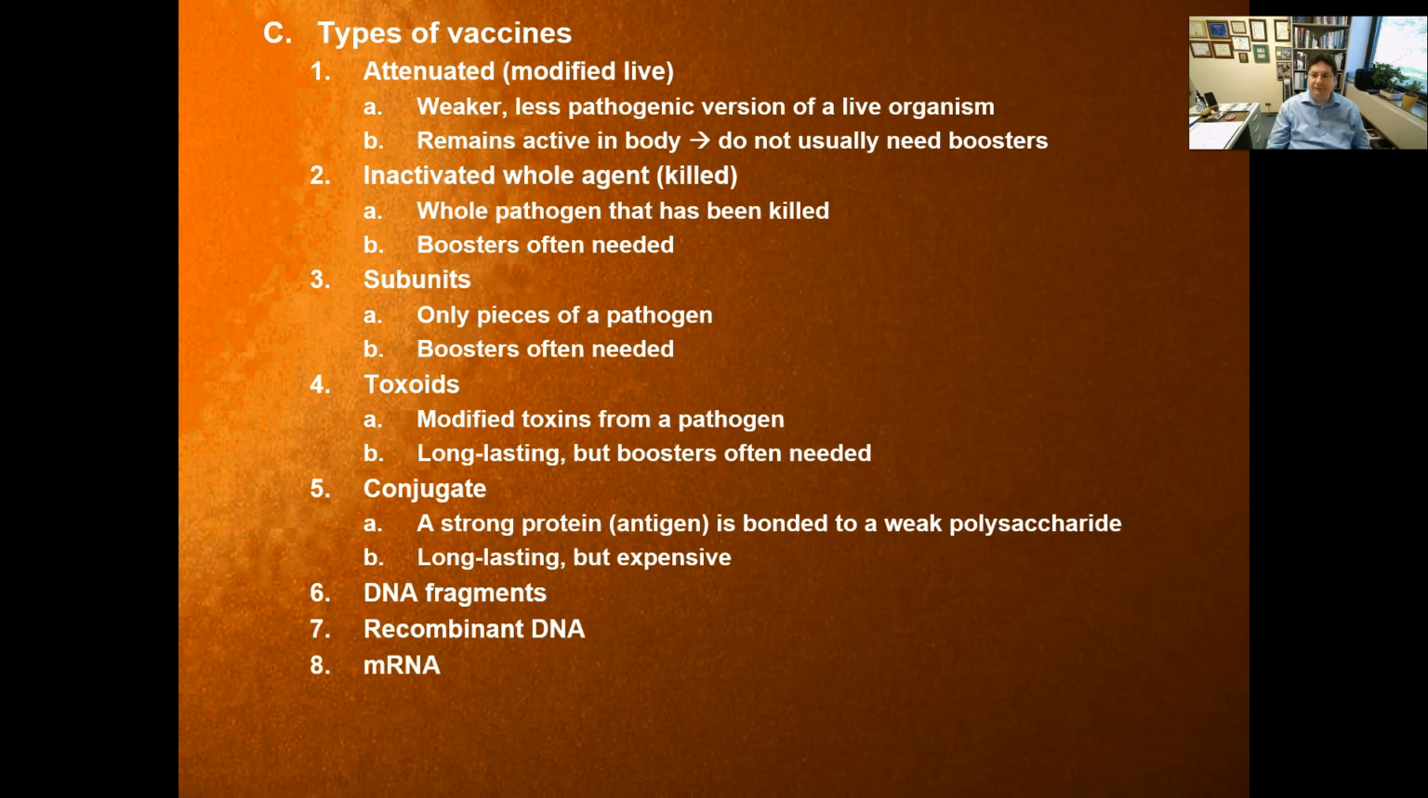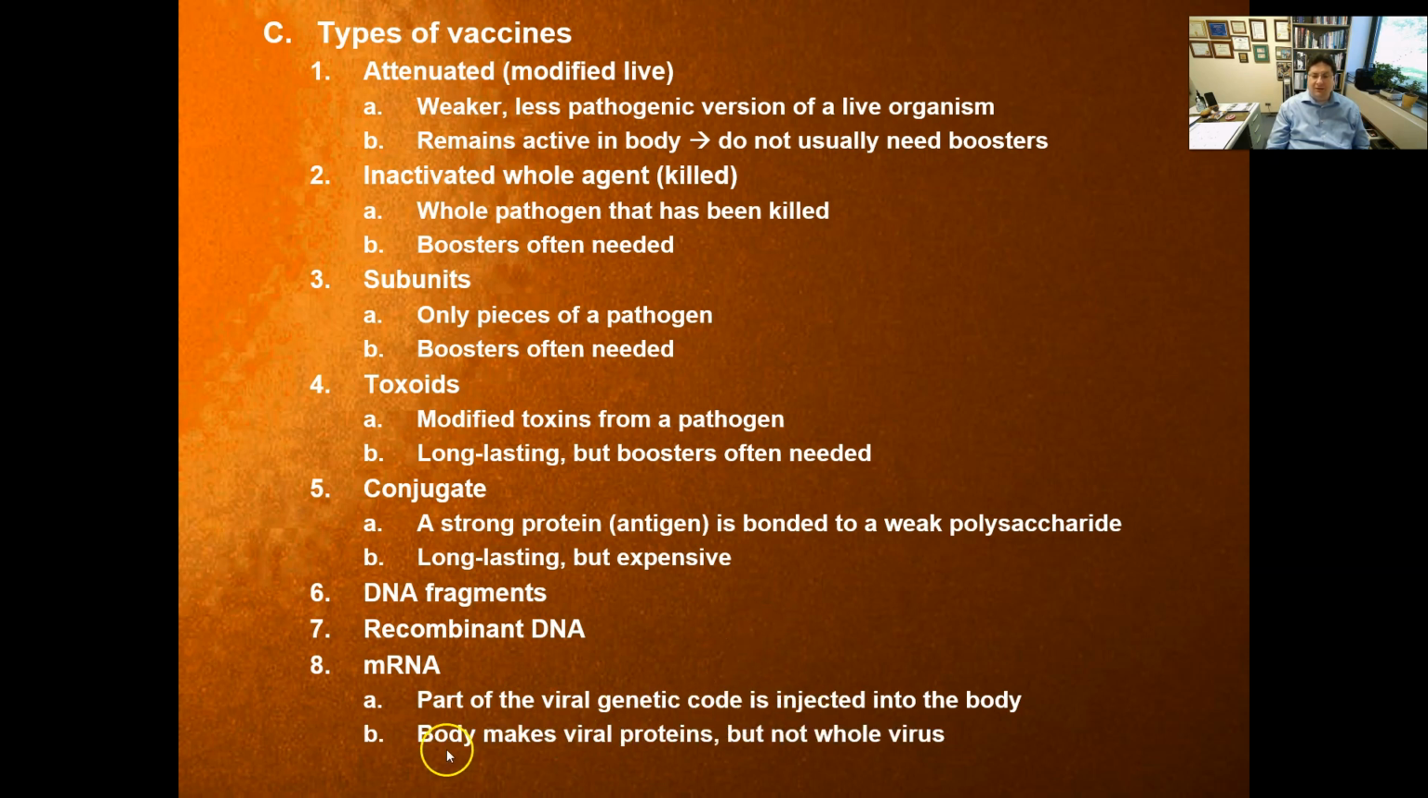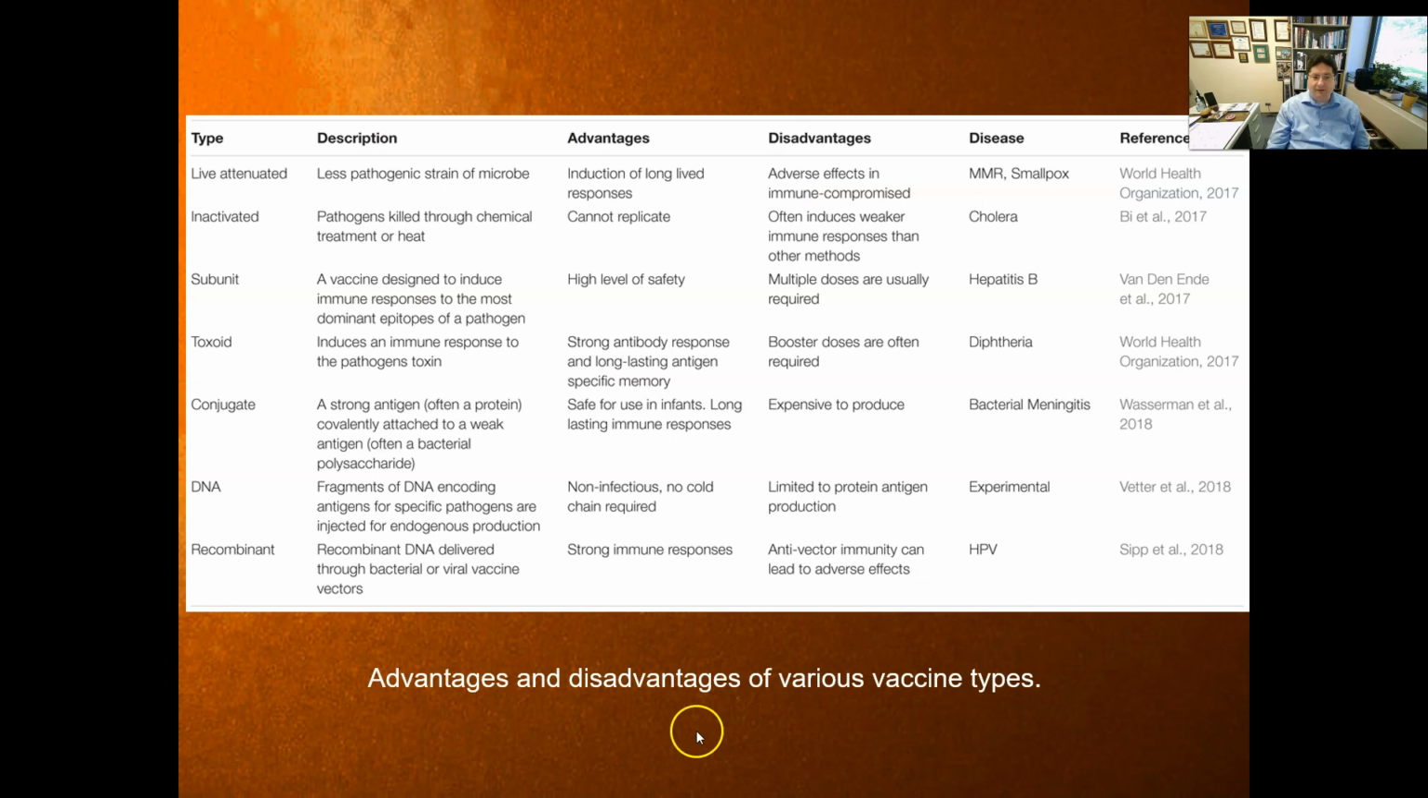Most recently, for like the COVID vaccine, they used messenger RNA. This is where part of the viral genetic code is injected into the body. The body makes these viral proteins, but not the whole virus. And the immune system makes antibodies and other cells called T cells to fight that virus.